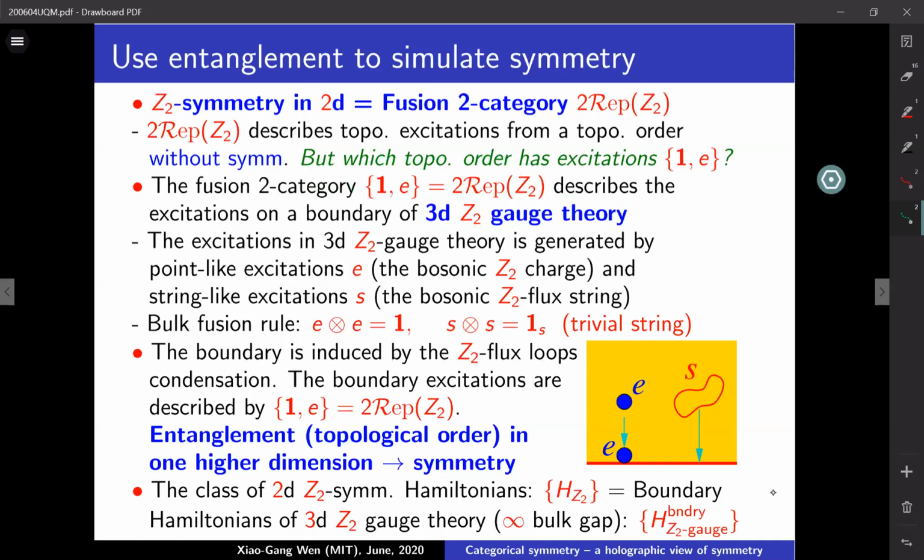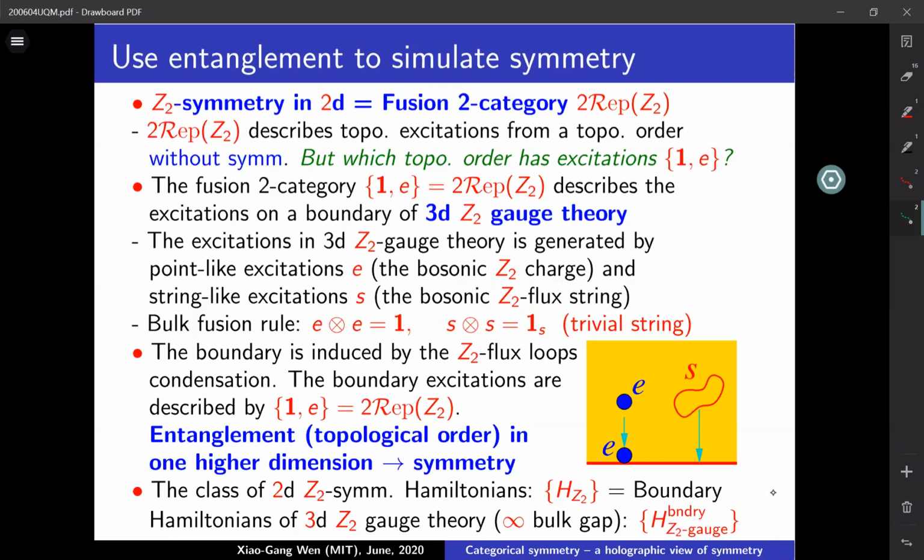To see how that works, let me introduce what the 3D Z2 gauge theory is. 3D means spatial dimension. As usual, we have a point-like excitation, which we call the bosonic Z2 charge. We also have a Z2 flux string, which is a string excitation. So the charge has this E fusing into 1. Strings also annihilate each other, so strings also have a Z2 fusion.